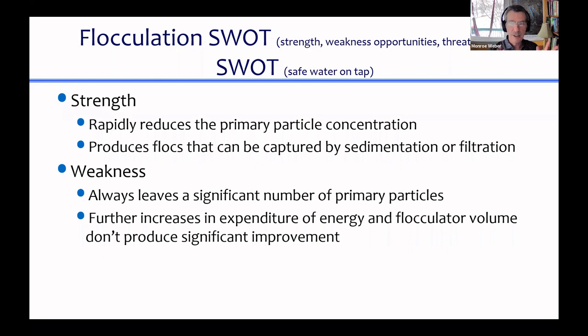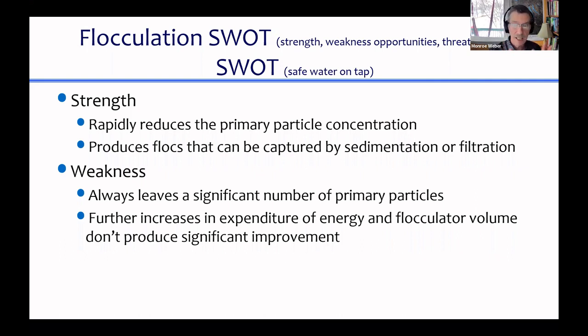Here's what was great about flocculation. It rapidly reduces the number of primary particles, the raw particles that were present in the surface water. It reduces the concentration of them by converting them into flocks, okay? So it produces flocks that can be captured by either sedimentation or filtration further downstream.